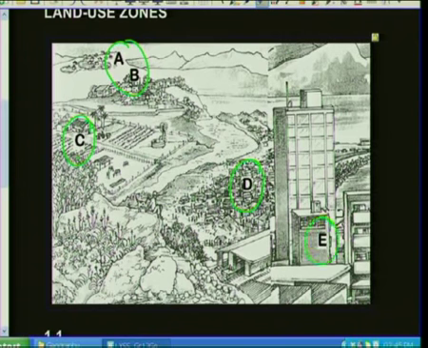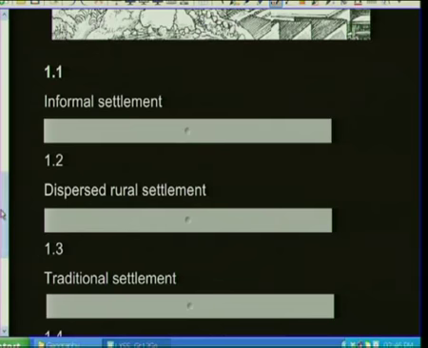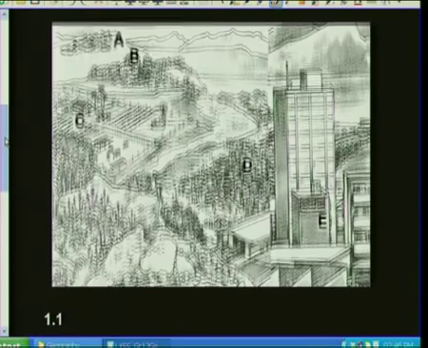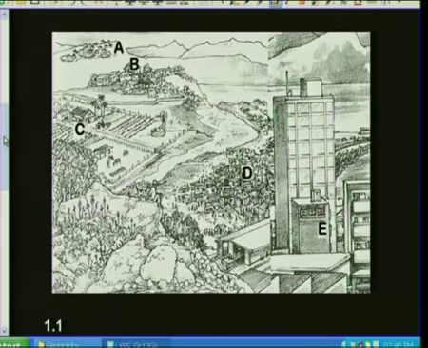Now, can we identify even what these things are before looking at the question? If you can, fantastic, you've got a step up. But let's take a look at our options next. First up, they're asking us for an informal settlement. Well, let's take a look back and see if we can find an informal settlement.